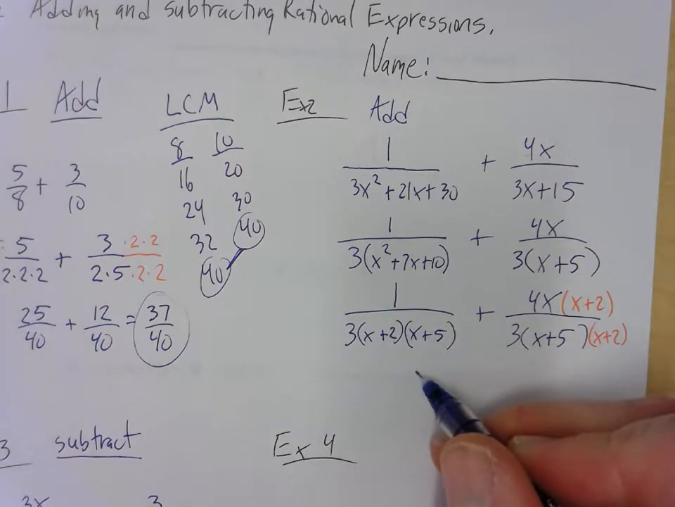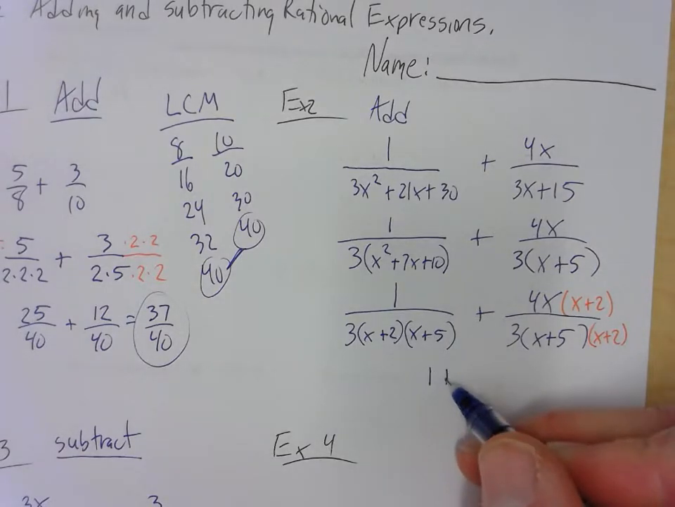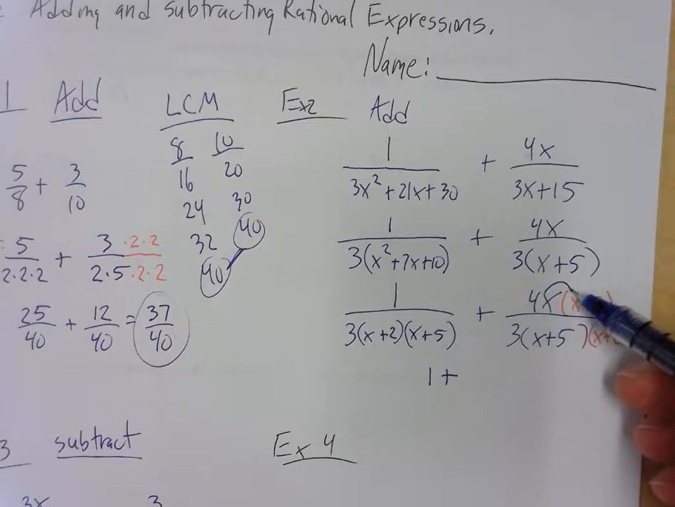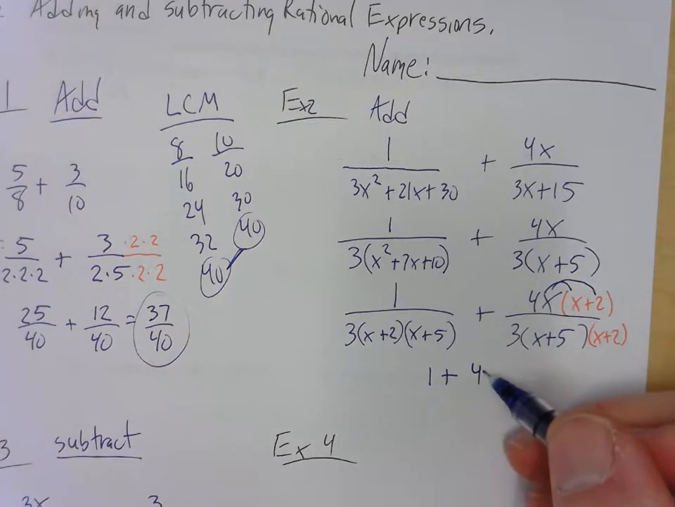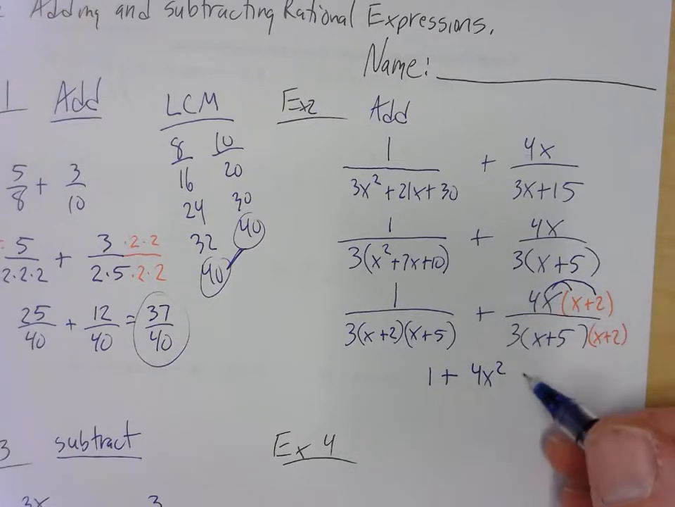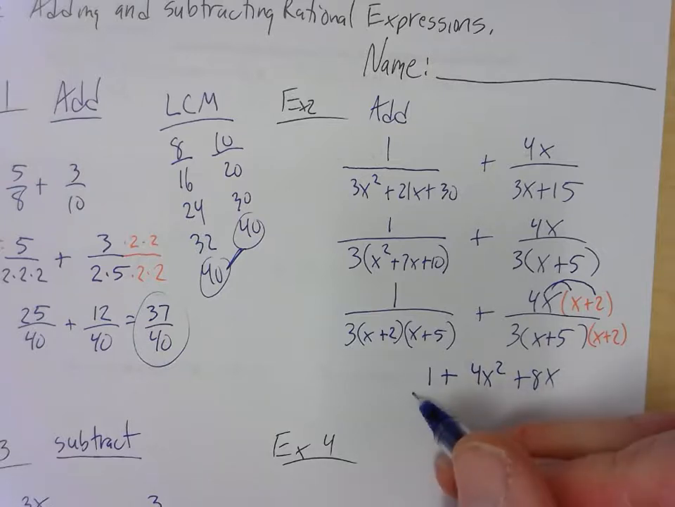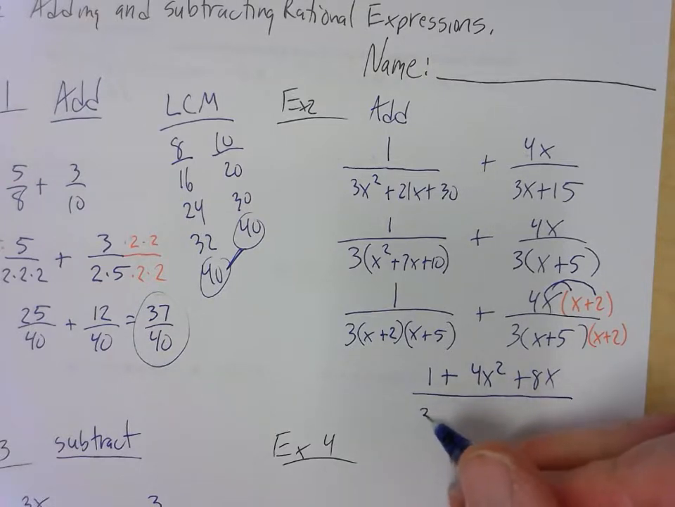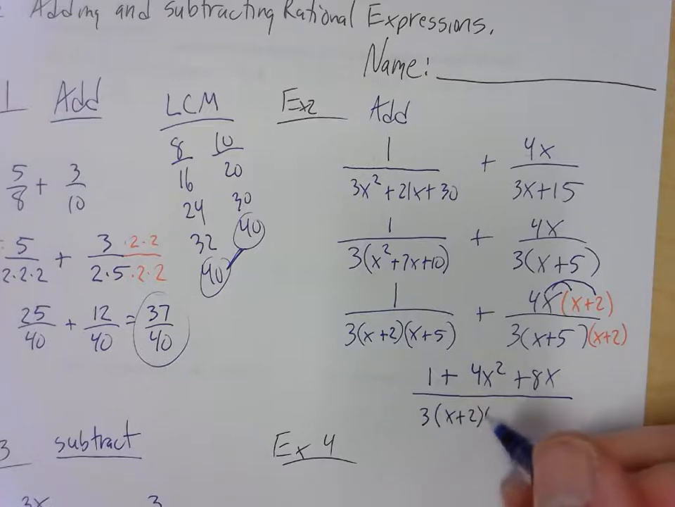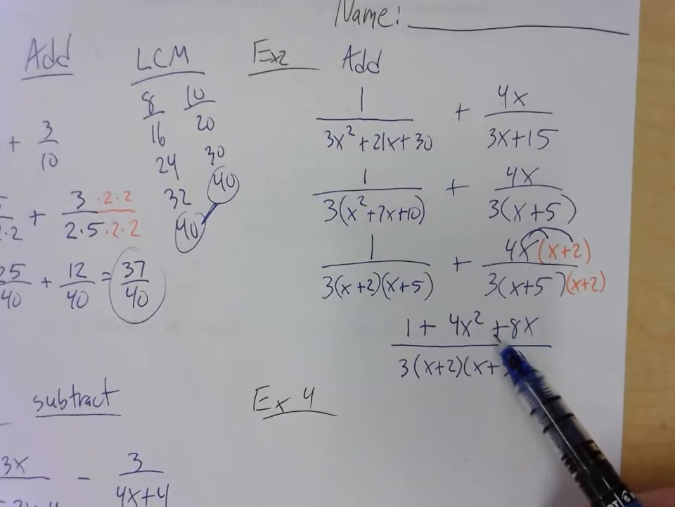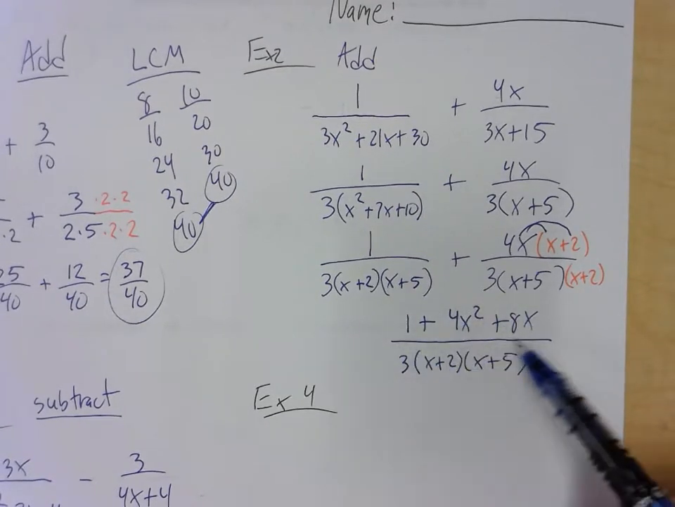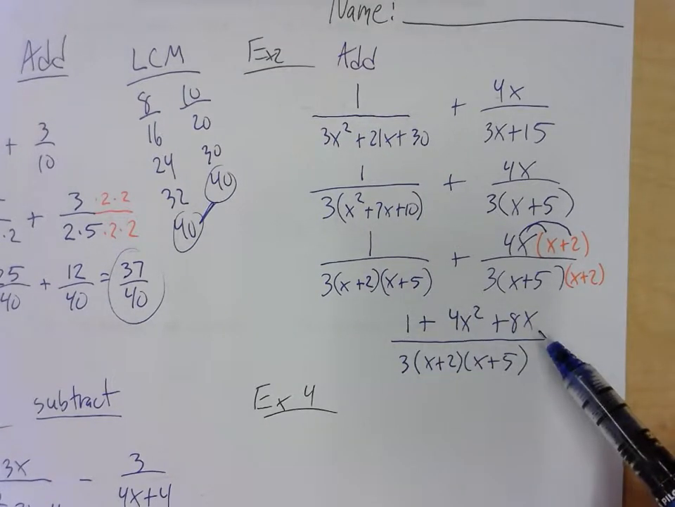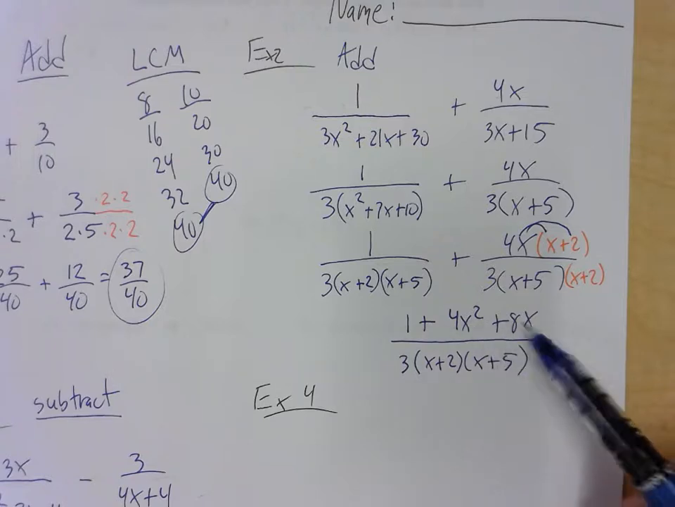So now we're left with 1 on the top plus distribute 4x squared. 4x times 2 is 8x over 3 times x plus 2 times x plus 5. Now to clean this up a little bit, you could write this in order. So you put this first, that second, that third.